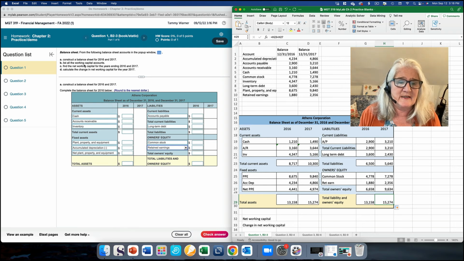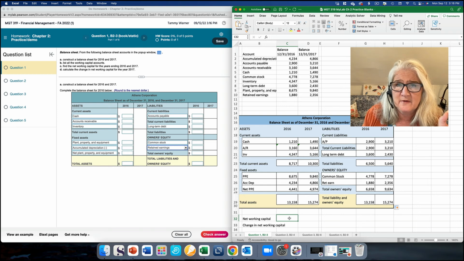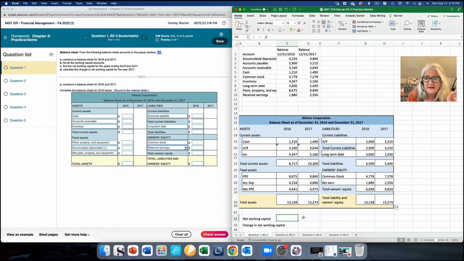And then what we need to do is list all the working capital accounts. So working capital accounts, again, they are current assets and current liabilities. Okay, so our net working capital for 2016, working capital is current assets minus current liabilities.